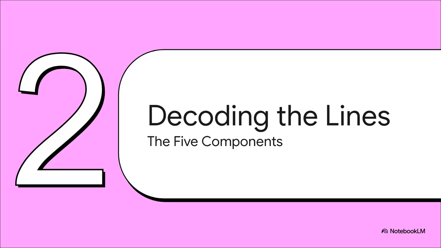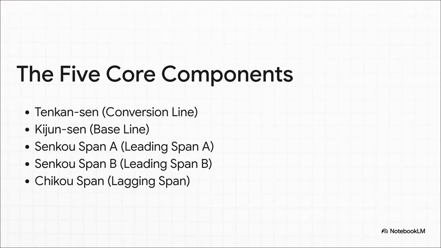Okay, let's get into the good stuff. Section 2, decoding the 5 lines. This is where we're going to pull back the curtain and look at the 5 key pieces that make this whole system tick. Okay, so here they are. And look, don't get hung up on the Japanese names just yet. We'll walk through it. You've got the Tenkan-sen and Kijun-sen, 2 Senkou spans that actually form that famous cloud, and then the Chikou Span. Let's break down what each one actually does.